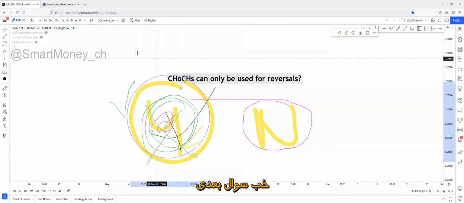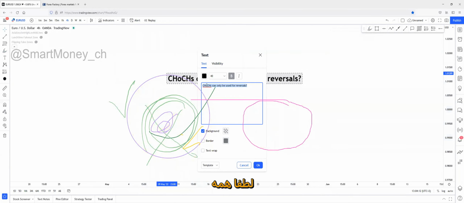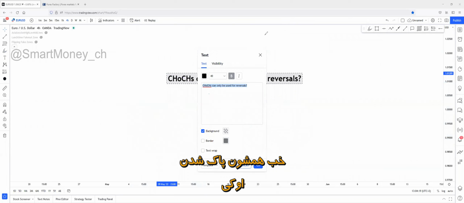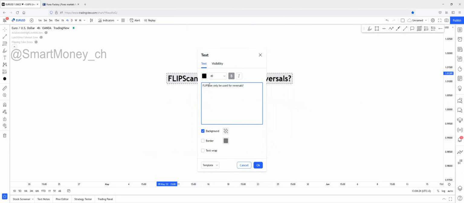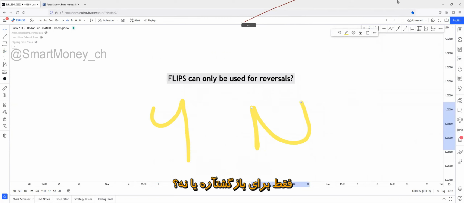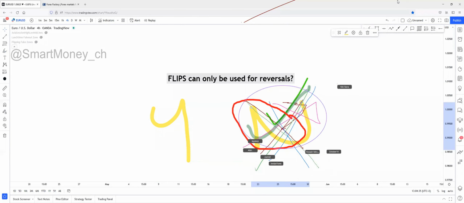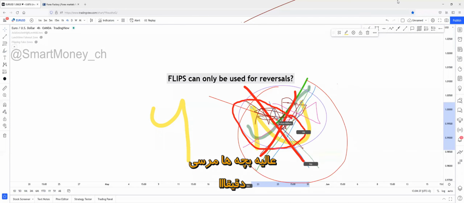Here comes the next question, which is connected to the change of characters question. Please just remove your drawings, everyone, or I will manually remove them. Clear all. Okay. Second question. Flips. Yes or no? Flips can only be used for reversals. Yes or no? Perfect. Perfect. Thank you, guys.